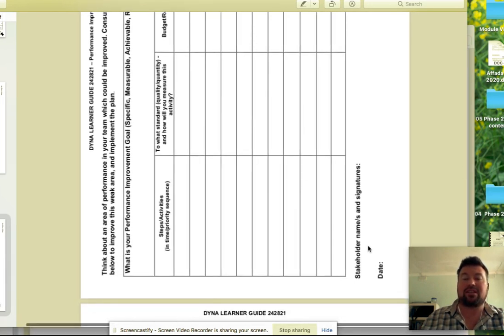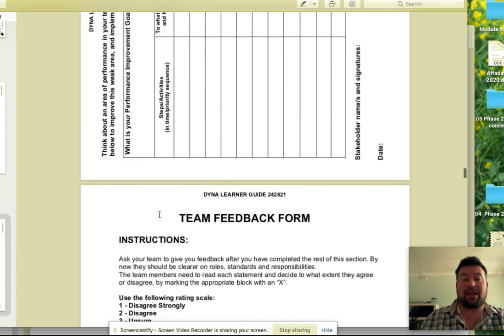Again, at the bottom, stakeholder names and signatures. So anyone who is involved in the project, they would put down their names and their signatures, and it also has to be dated. Okay, so please remember that and to fill in the plan.